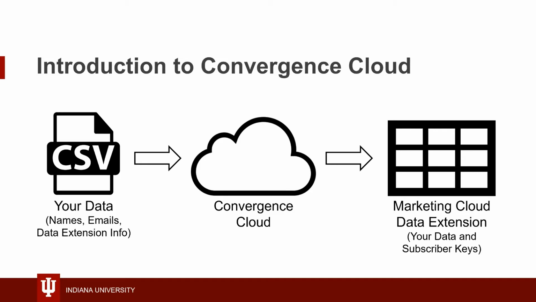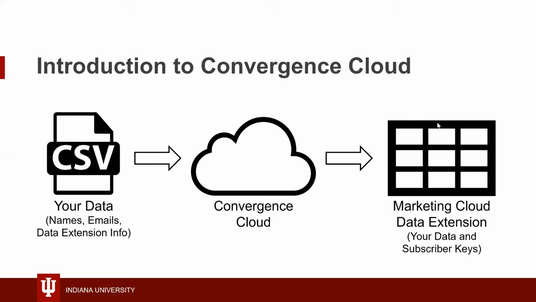And the last thing you get that's really great out of this is subscriber keys. The old method of marrying the business unit ID with the person's email address really ended up resulting in a lot of duplication and confusion. What's happening now with Convergence Cloud is it automatically goes into the CRM, grabs each person's subscriber ID, and brings that in as a subscriber key in Marketing Cloud.